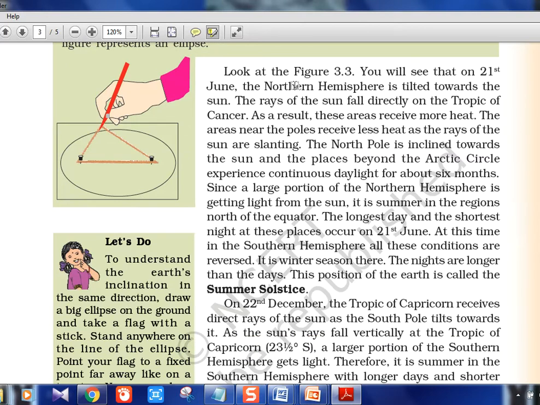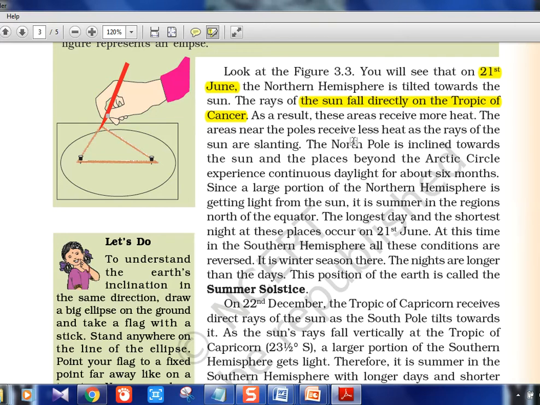21st June, northern hemisphere tilted towards the sun. The rays of the sun fall directly on the Tropic of Cancer. Okay, this is for 21st June, that is the summer solstice you can call. This whole paragraph is about that. As a result, these areas receive more heat.